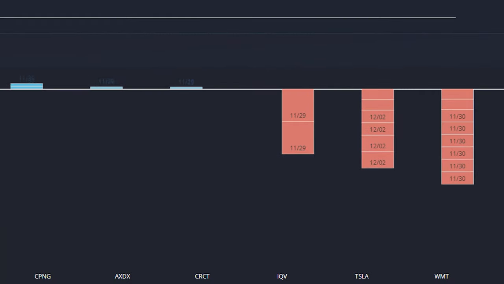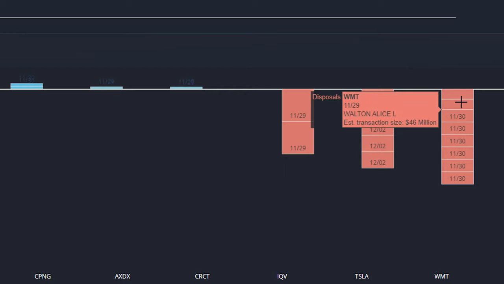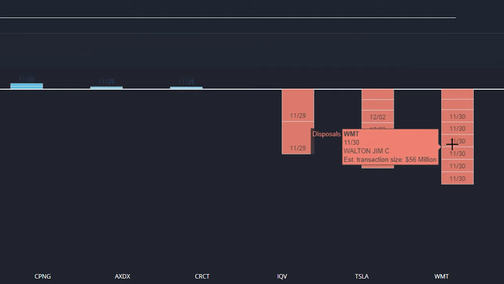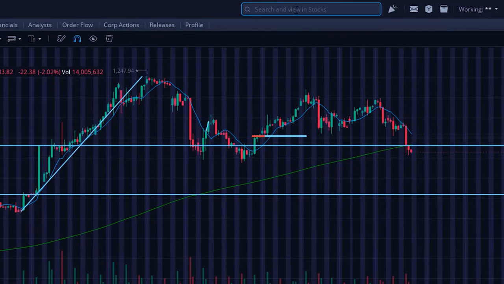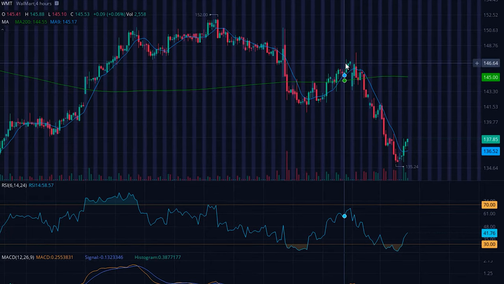Another one that caught my eye was Walmart. It looks like on 11/30, Jim Walton, Alice Walton, Jim Walton, S. Robinson. So I believe the Waltons are the individuals who own Walmart. They're like the Walmart family or dynasty. It looks like they sold a ton of Walmart. So let's go back to the charts. Let's look at Walmart, ticker symbol WMT, and oh wow, yeah, this is crazy.